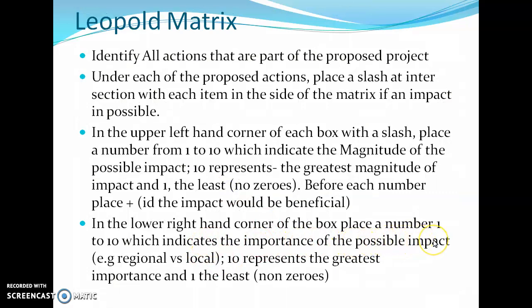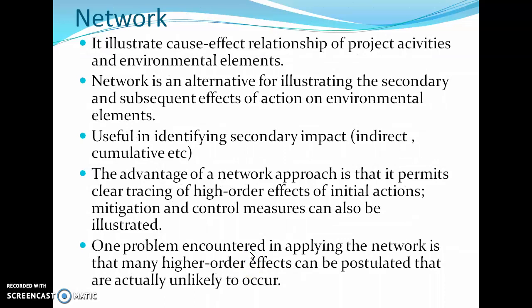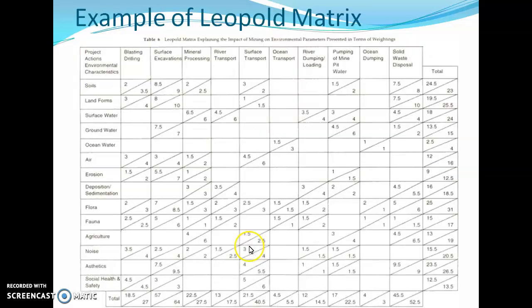Importance of possible impact. So it will be regional versus local, where 10 represents the greatest importance and 1 is least important. So that we have to decide and give. One more thing is there.